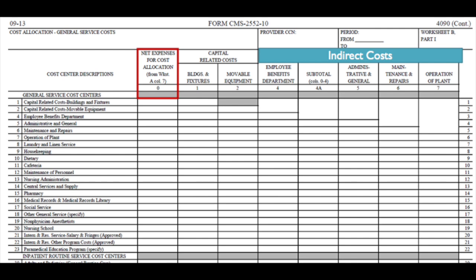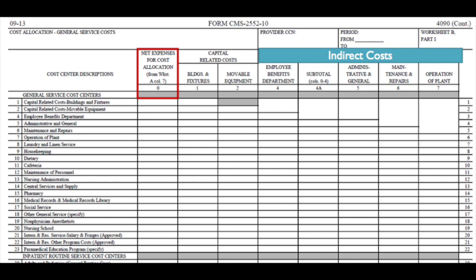So as you can see here, we're looking at Worksheet B, Part 1. I asked you to remember about column 7 from the previous Worksheet A. And you can see here, as outlined in red, that we're beginning with the net expenses for cost allocation. And you can see the stepping, how this form is set up for stepping.